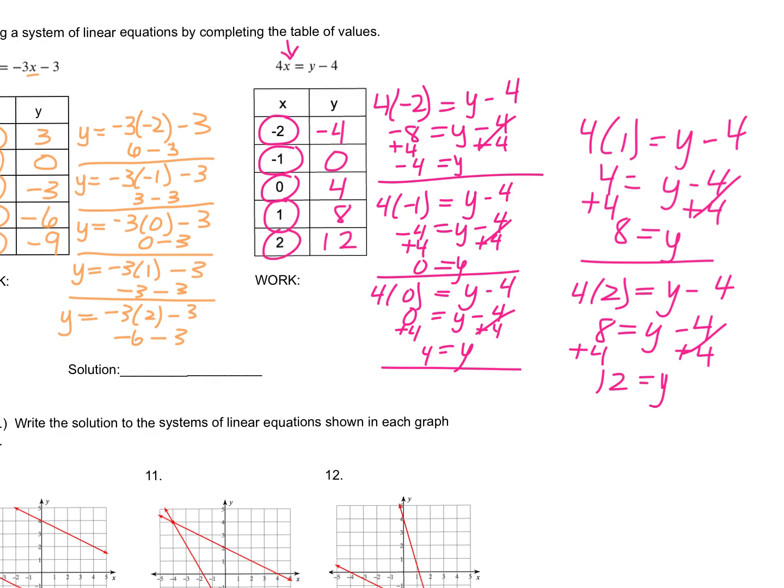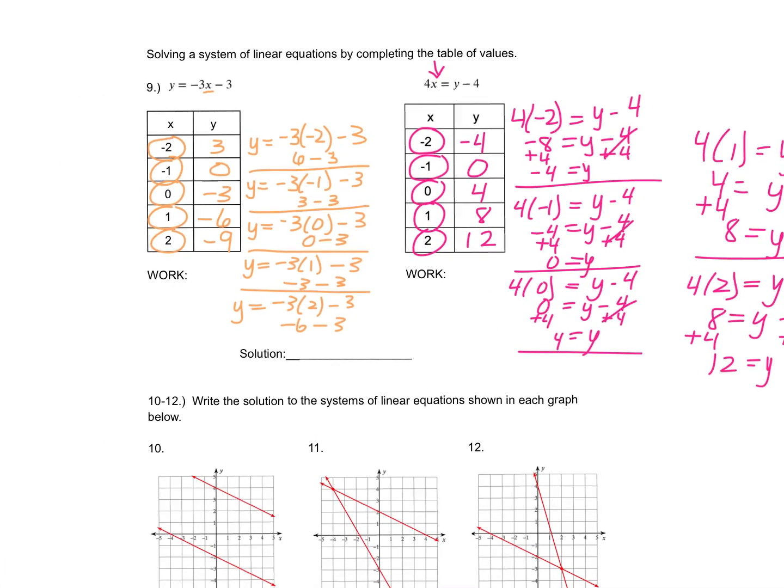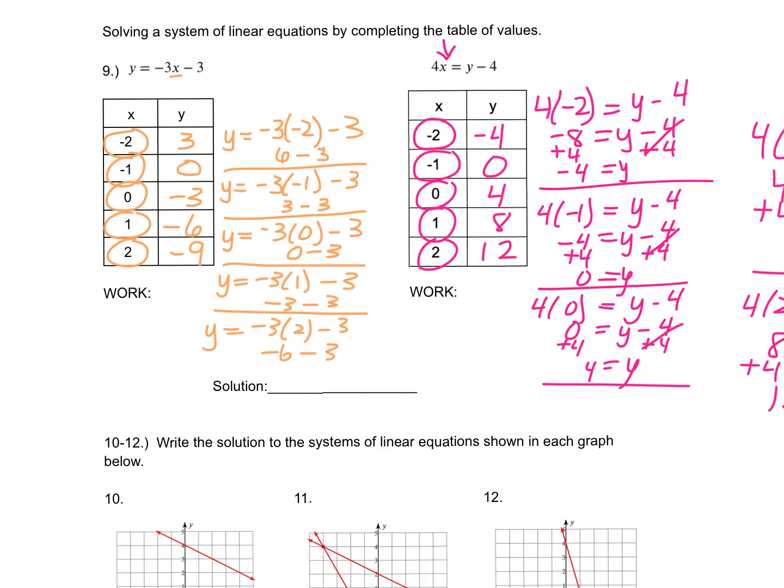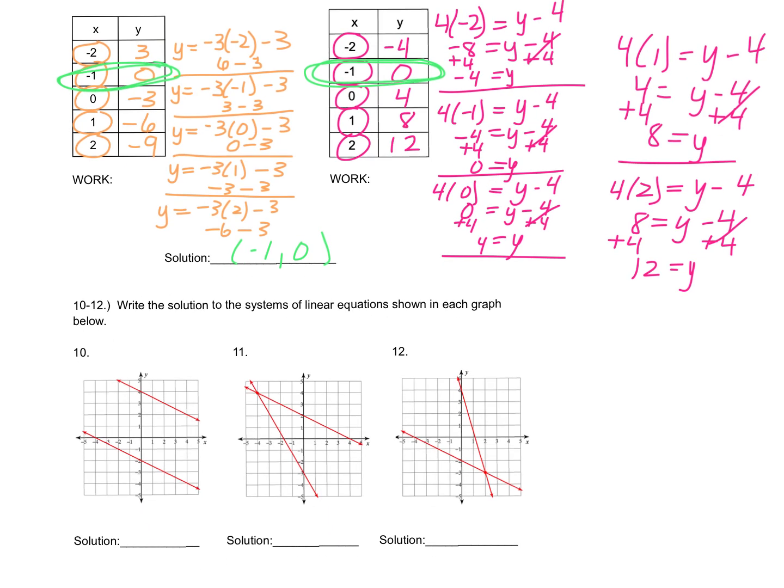Okay, so now I'm going to see, is there a solution? Meaning, do they have any point that's identical, exactly the same? And I see it right here. Right there is the solution. So our solution is -1 and 0, because that's the common point. If we graph these, that's where they would intersect. Okay, that was quite a bit of work using that substitution.